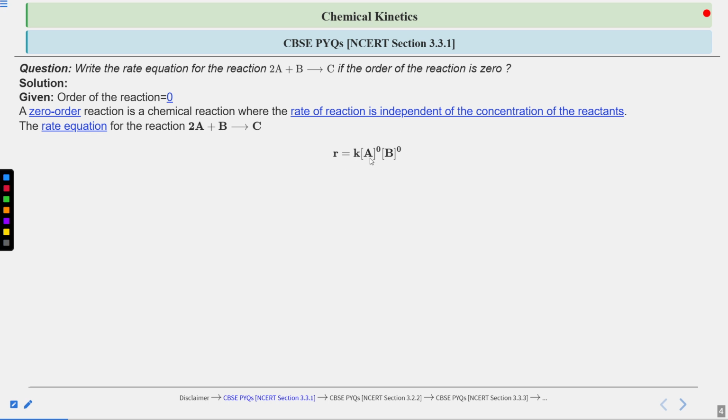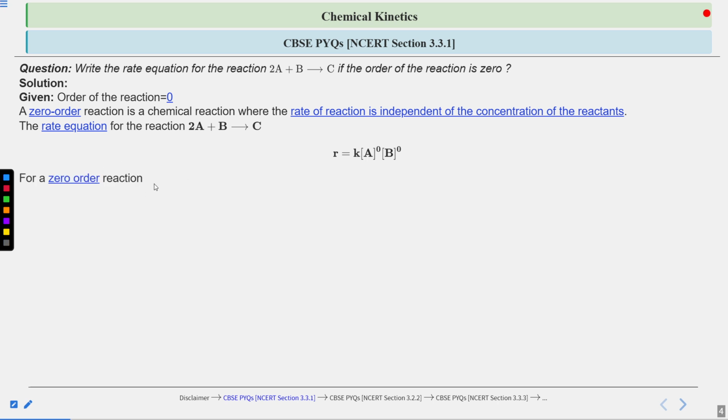Now you can mention what this R in the rate equation represents, what this A in the square bracket represents, what this B in the square bracket represents, and what this K represents, and why you have put 0 in the power. This is how you can expand your answer as per the need.